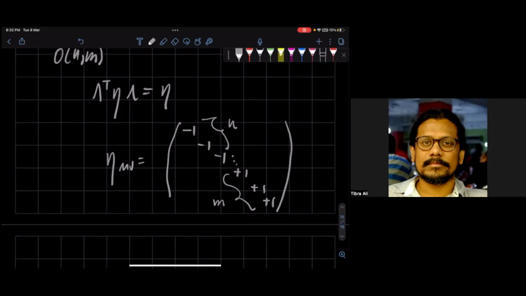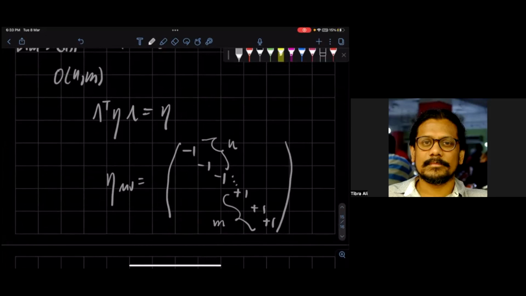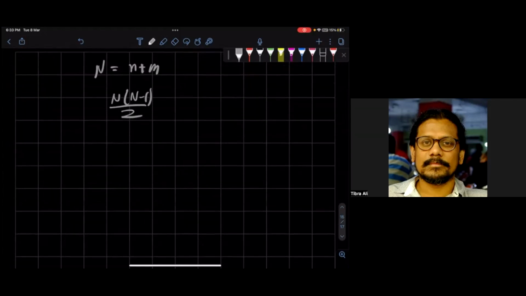This is just a mathematical curiosity, we don't usually use groups like this because why? Because we only have one time direction, right? I mean, this is a fact of nature. So this is just a generalization, okay? And the dimension would be, if you define big N to be n plus m, then the dimension would be N(N minus 1)/2. Okay, so let me make some comments.